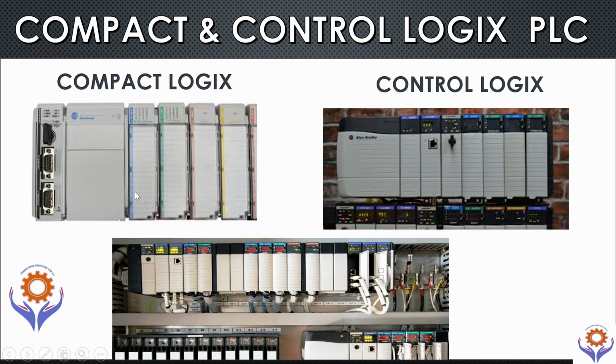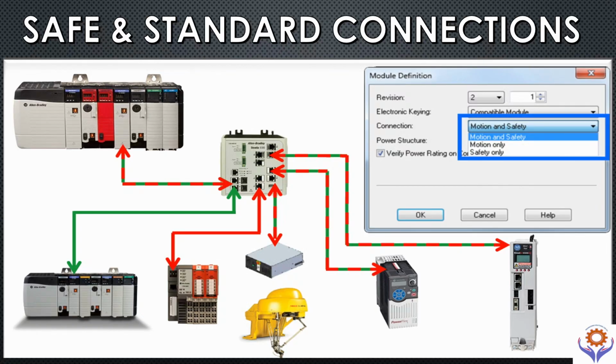The ControlLogix family is a very popular PLC, rack based, with much faster scan rates. It also supports redundancy level controllers used in various industrial applications. The PLC has advanced levels of configuration, such as safety and motion controllers, with standard connections.